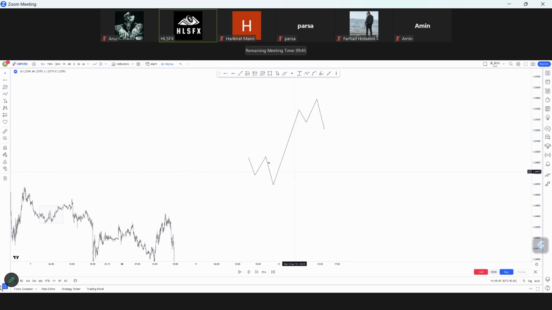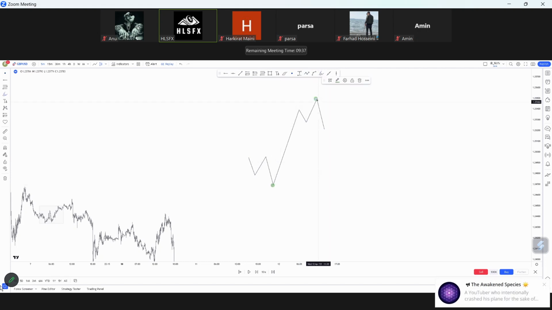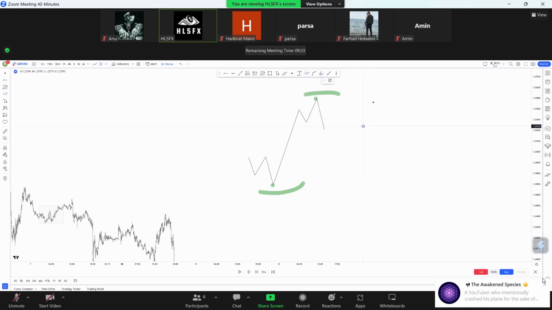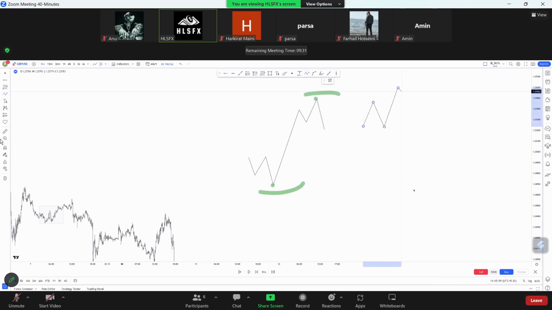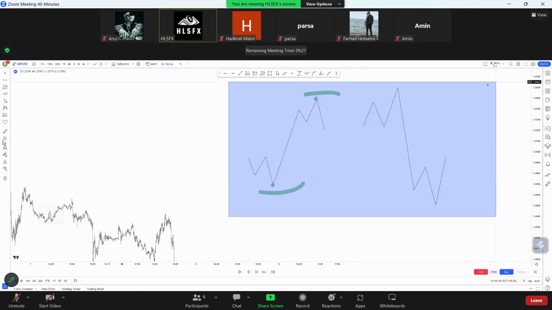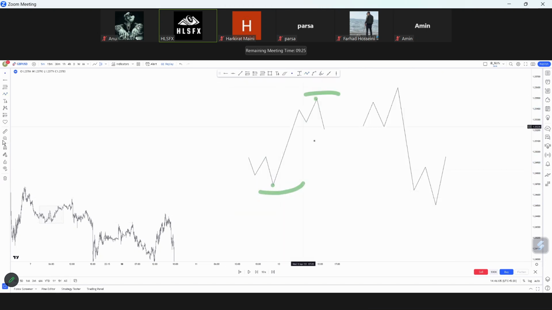A strong high, a strong low, and a weak high creates a bullish trading range. This is a strong low, this is a weak high. And for bearish, we have a strong high and a weak low. Now you might be thinking, what is the difference between the strong and the weak? Because both look the same, right? Don't worry, I'll tell you.